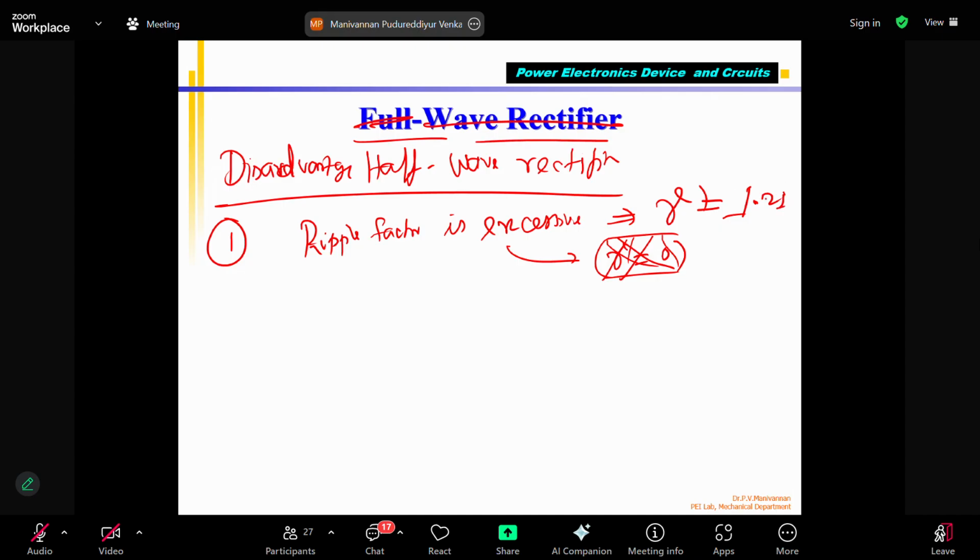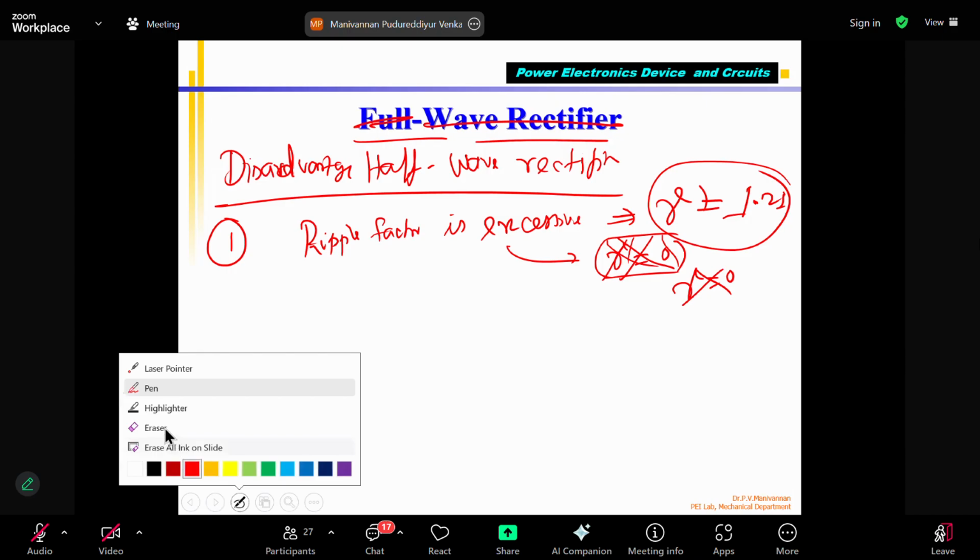Correct. This is not good. The higher the value, the worse. If gamma is equal to 0, that is better. Theoretically we can say this, but there are no such rectifiers available. So we need to use any one of these.